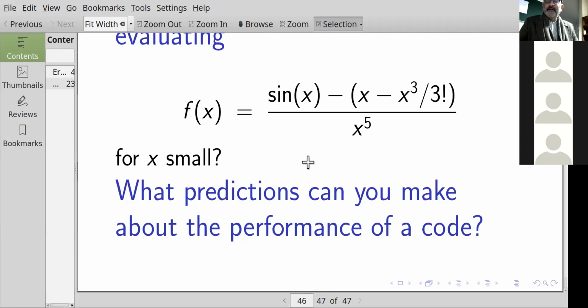Are there any other questions? Professor, would an algorithm with a small backward error have a big forward error and vice versa? I don't think so. Not necessarily.